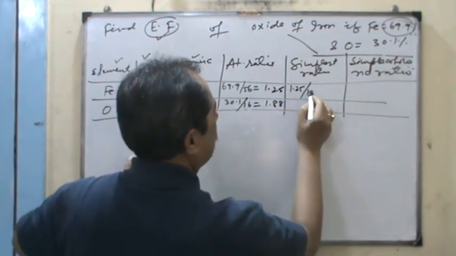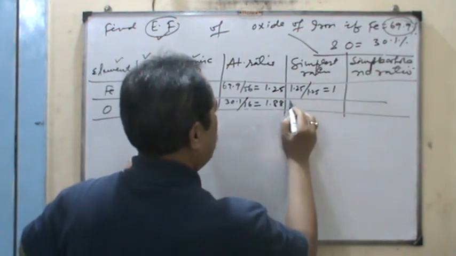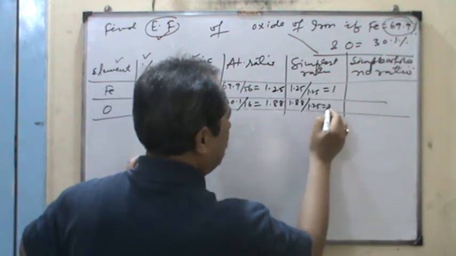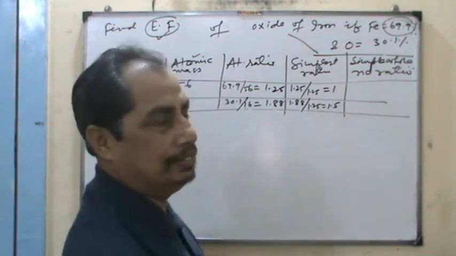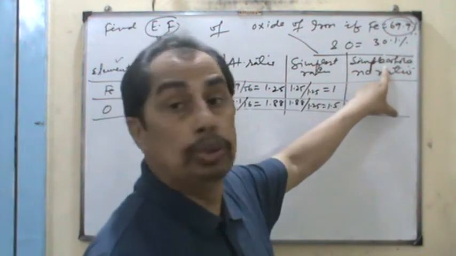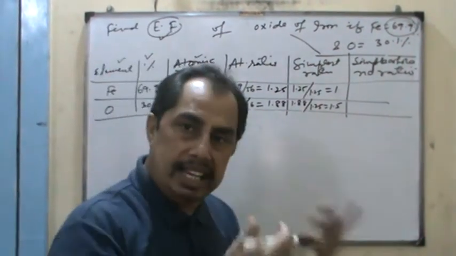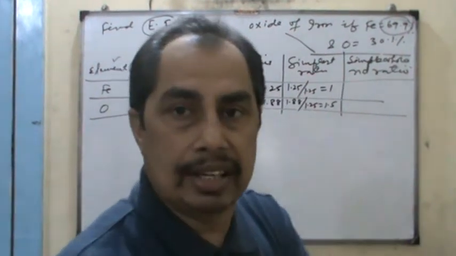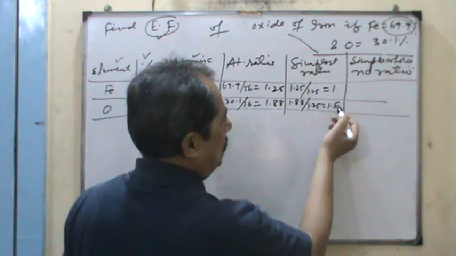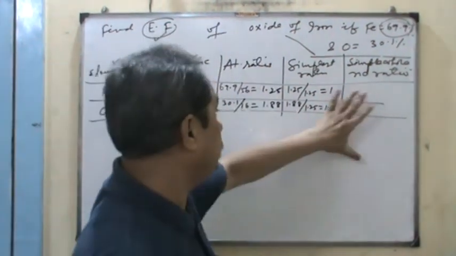1.25 divided by 1.25, it is the 1. Or 1.88 divided by 1.25, it is approximately 1.5. Then the final, very important step is the simplest whole number ratio. So we have to collect values near to the precise values. If we are getting 1, it's all right, it is the 1. But if you get 1.5, tell me anybody, what is the simple whole number ratio here?